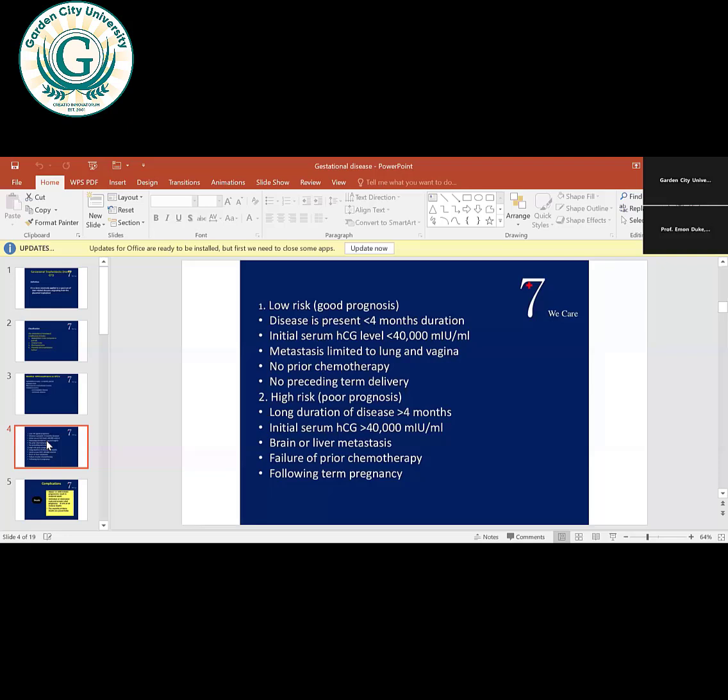So you find out that these are classified again into the high and the low. The high is poor prognosis, while the low is good prognosis.